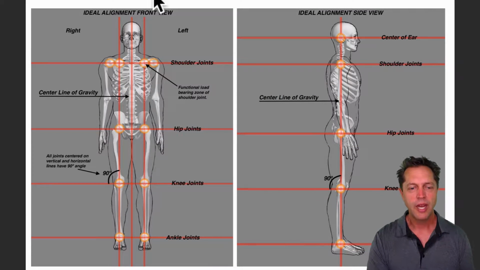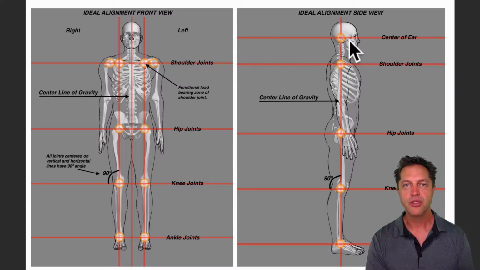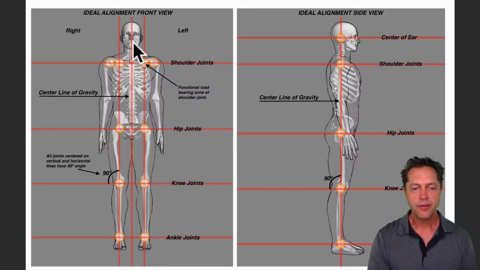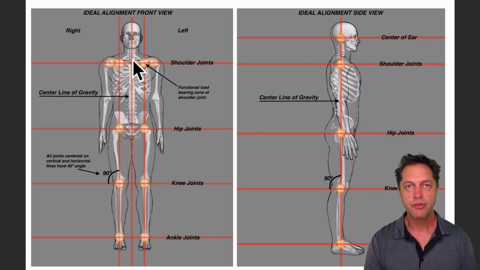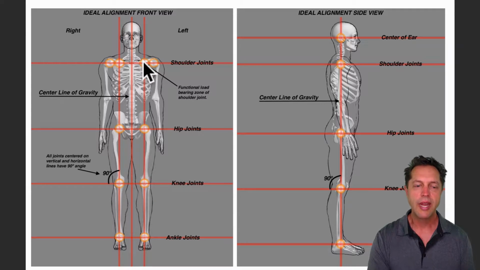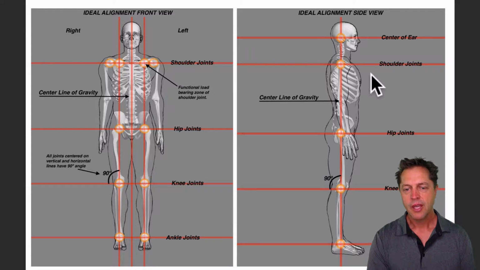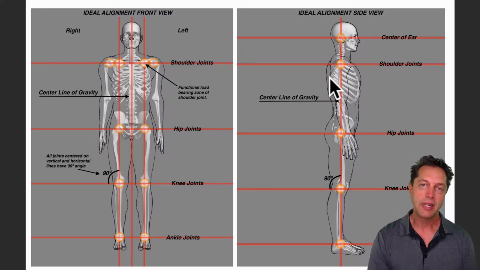Ideal alignment. We have our front view and our side view of the body. In the center of the front view, we have the center line of gravity, which balances the right and left sides of the body. In the side view, we have the center line of gravity balancing the front side of the body and the back side of the body.